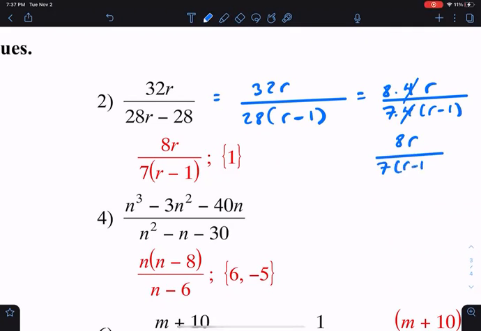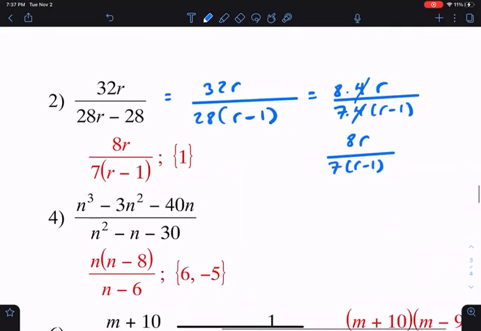It's up to you. And then you cannot put 1 in the denominator, right? So all values can be the answer except 1, because if you put 1 in the denominator, you get 0, and that will create an undefined situation. So the domain is all real numbers except 1, right?